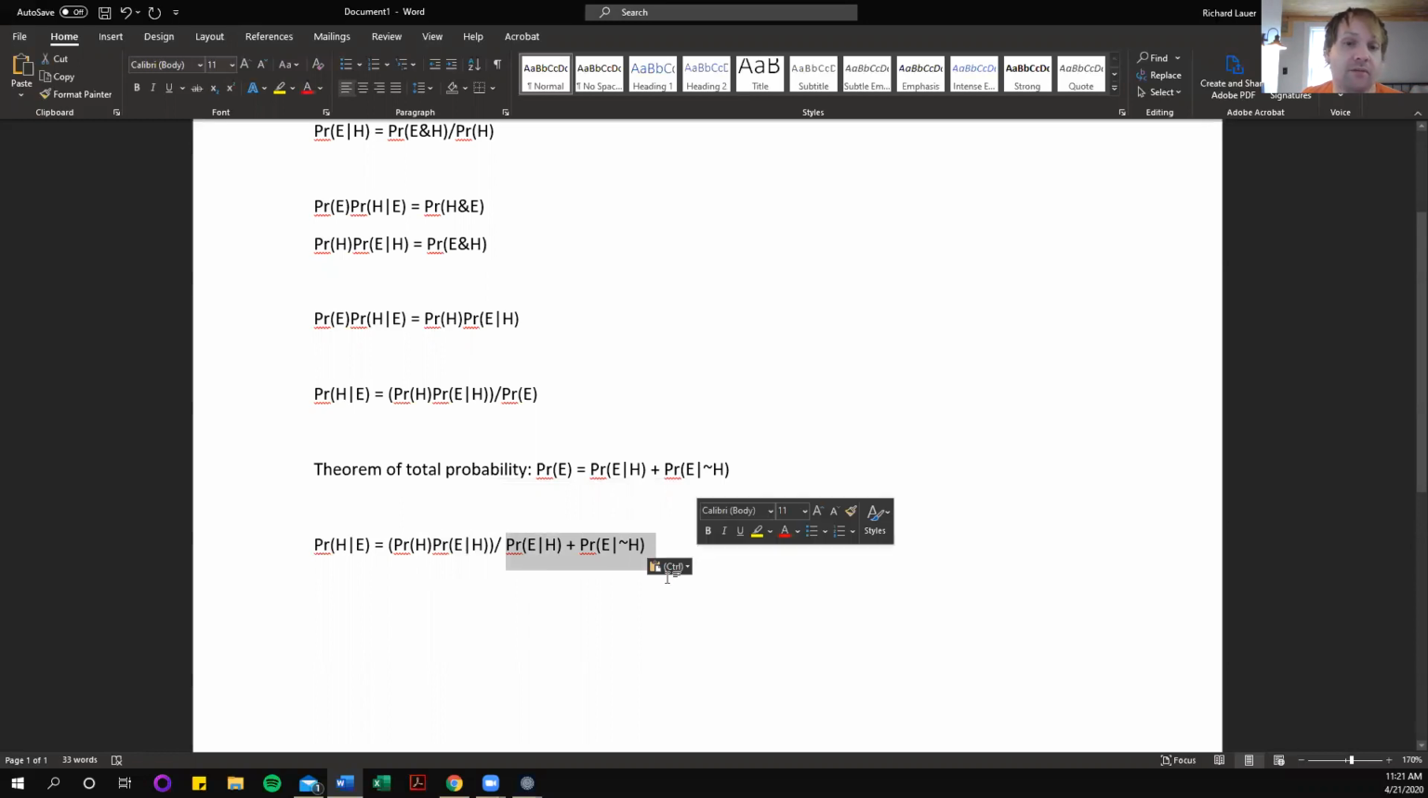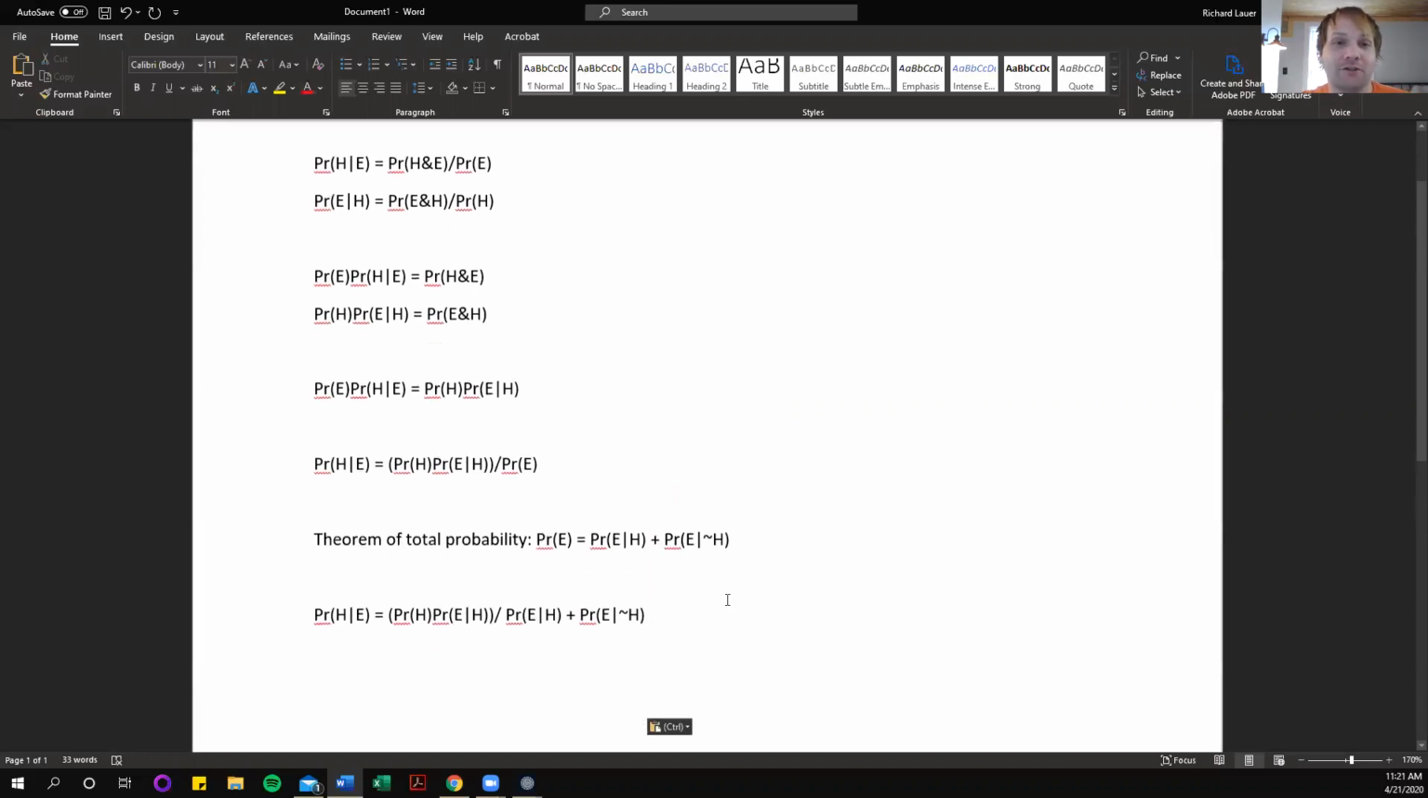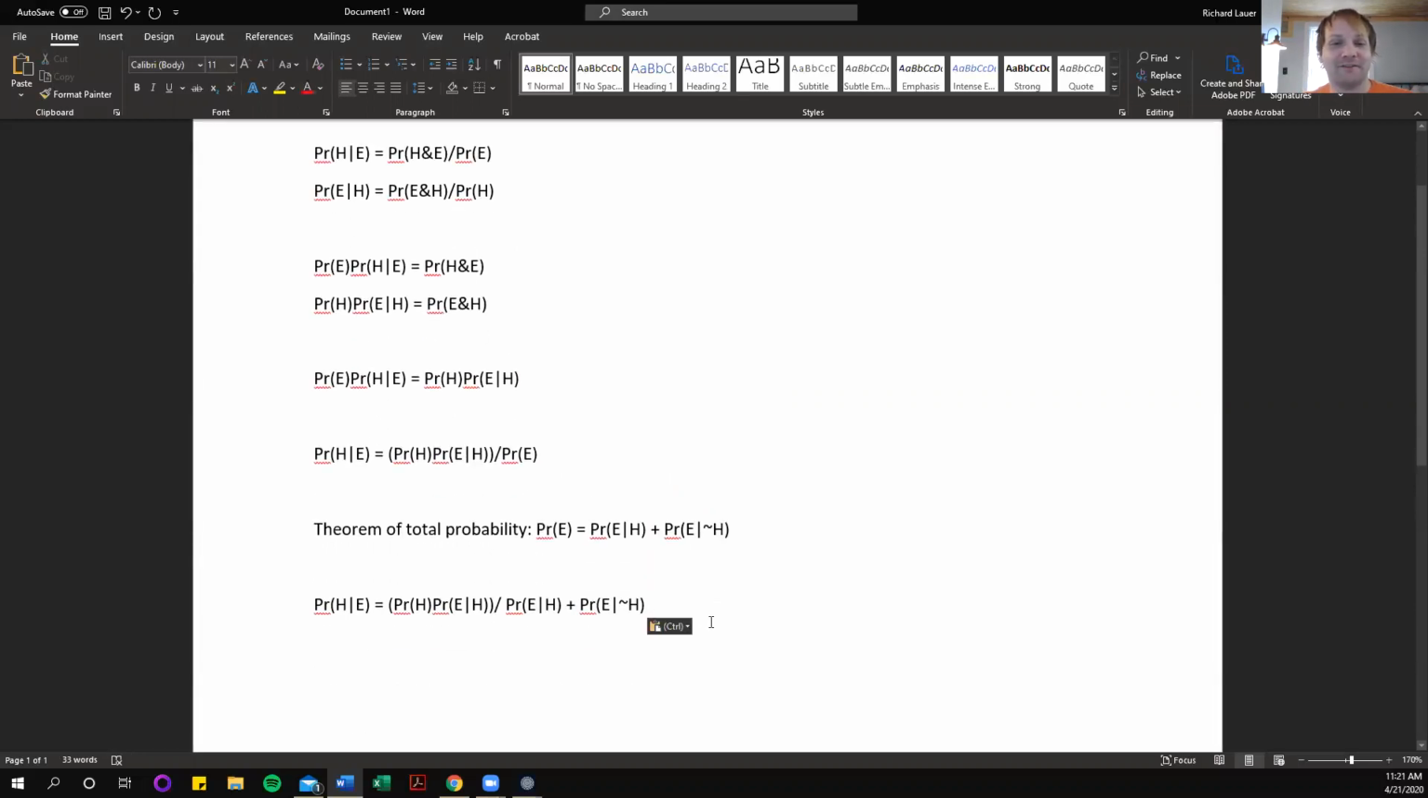divided by the probability of E, or the probability of E given every single possible hypothesis that there is. In this case, we're always going to assume two hypotheses, one hypothesis and then its negation. So that's the general picture here. This is Bayes' theorem, and we just proved it. I know that was probably a bit of mental torture for you, especially those of you who aren't very mathematically inclined.